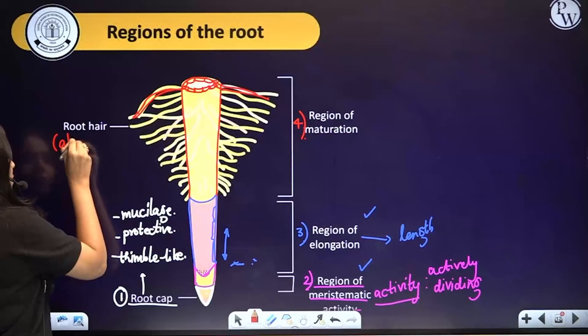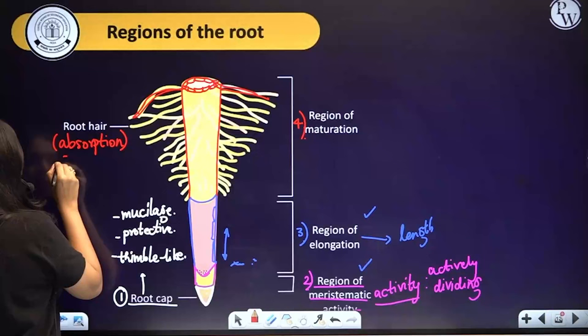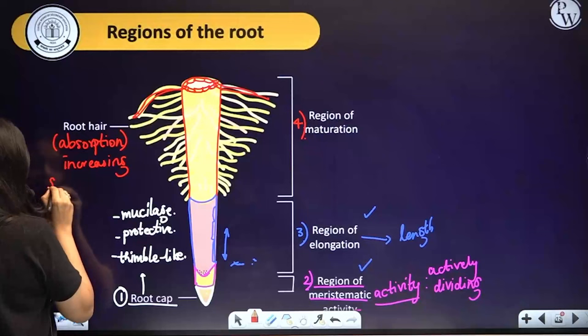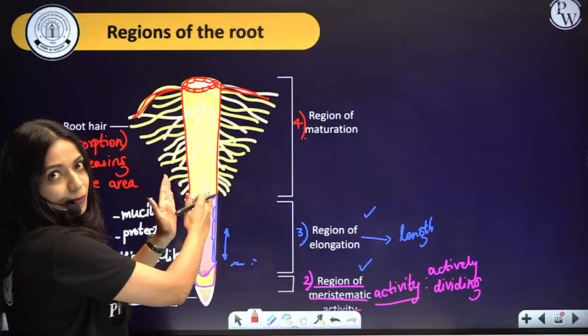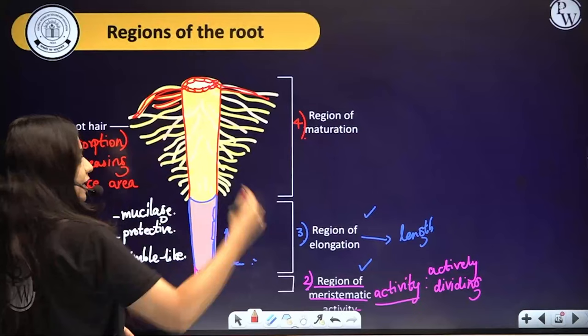It helps in absorption by increasing surface area. Alright, so as you can see, imagine the root not having all of this, the surface area would just be this much. Now that all of these root hairs are present, the surface area has definitely increased multiple fold. Right, so that's about the different regions of the root.